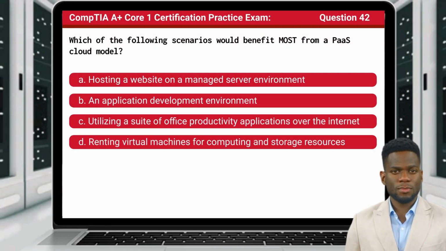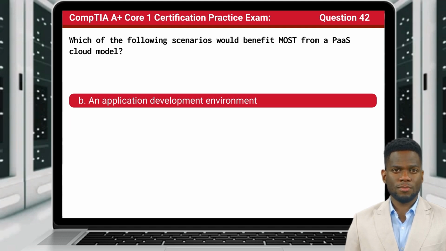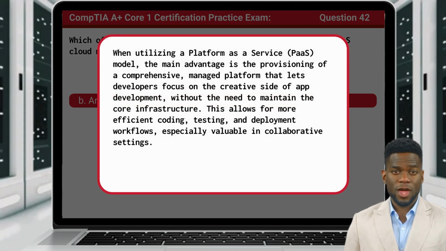Question 42. Which of the following scenarios would benefit most from a PaaS cloud model? The answer is B. An application development environment. When utilizing a platform as a service, PaaS, model, the main advantage is the provisioning of a comprehensive, managed platform that lets developers focus on the creative side of app development without the need to maintain the core infrastructure. This allows for more efficient coding, testing, and deployment workflows, especially valuable in collaborative settings.